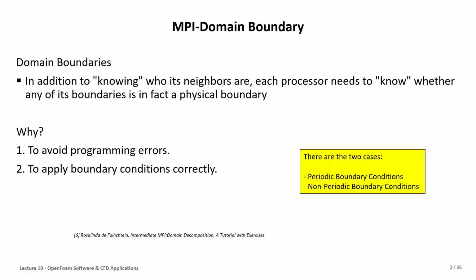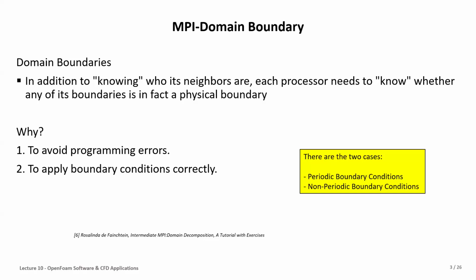And firstly, let's look at the domain boundary. What is the domain boundary for MPI? Indeed, in addition to knowing who the neighbor is for each subdomain, each processor needs to know whether any of its boundary is a fact of a physical boundary or not. Since in CFD we are dealing with physical boundaries, it is required to specify the boundary condition for the subdomain.